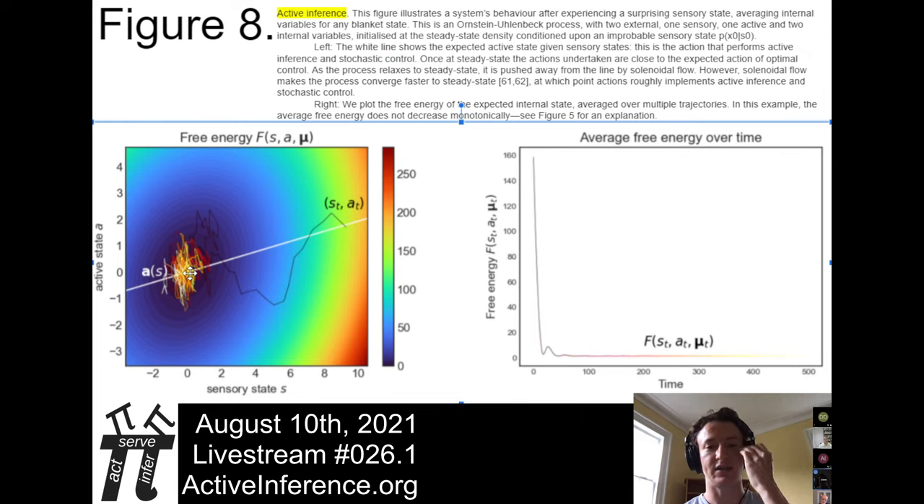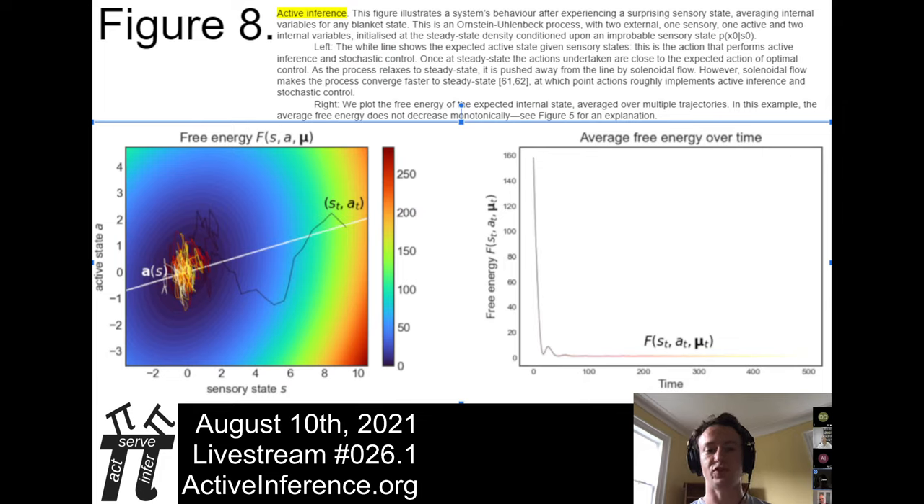That's the key thing to note here: there's a difference between expectations, which are derived from the steady state statistics, and realizations of the process, which are contaminated with all the nitty gritty, messy things of the real world, like noise and solenoidal flow. This also answers your second question about the plot on the right: why is the system not doing monotonic decrease of free energy? The reason is because there's solenoidal flow.